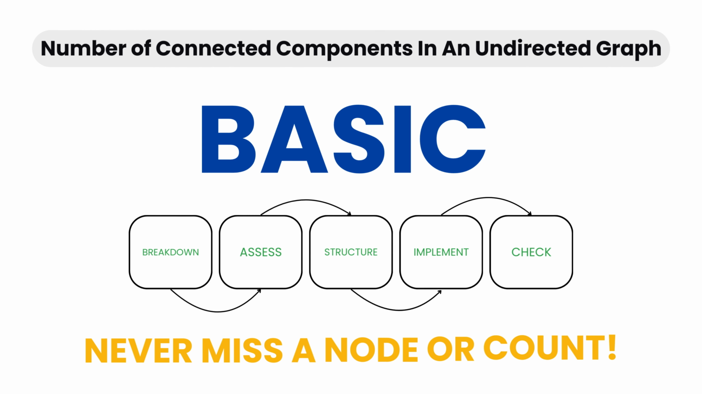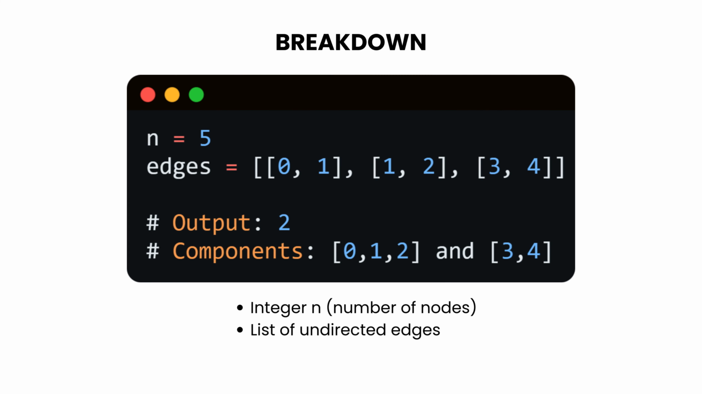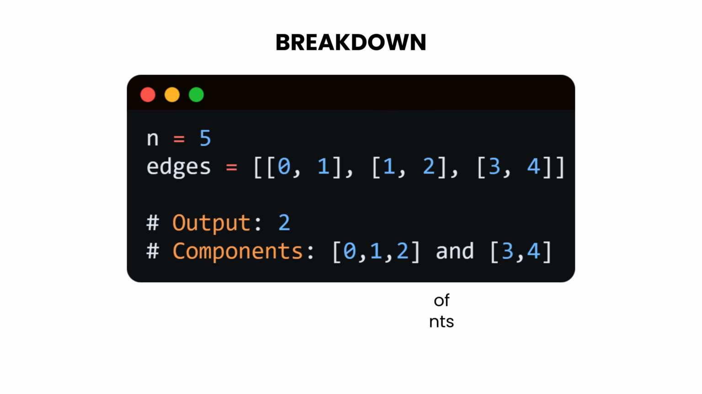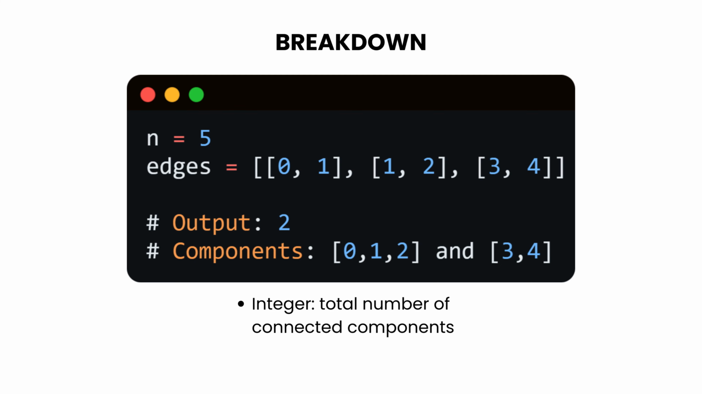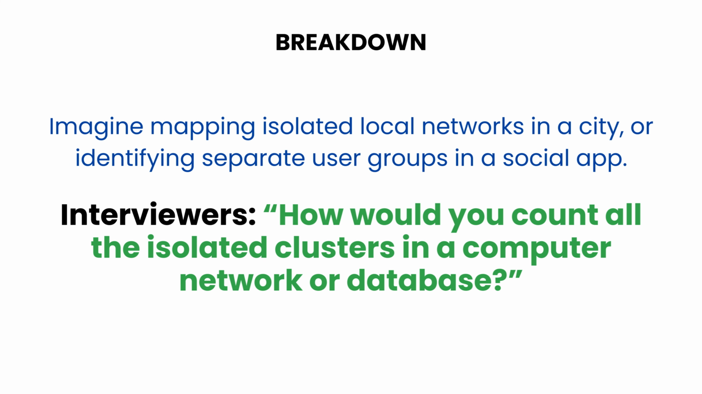Let's solve number of connected components in an undirected graph using the basic method, so you never miss a node or count. Input: integer n, the number of nodes, and a list of undirected edges. Output: integer, the total number of connected components. Imagine mapping isolated local networks in a city, or identifying separate user groups in a social app. An interviewer might ask, how would you count all the isolated clusters in a computer network or database?